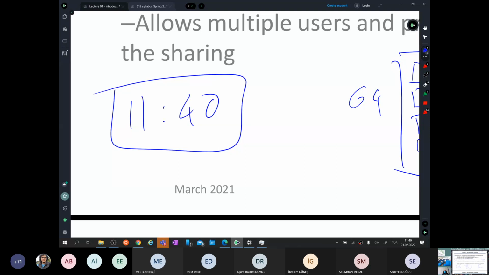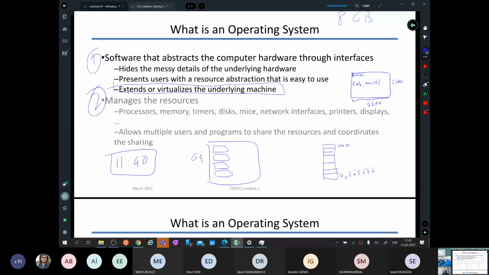Okay, so two main tasks of the operating system: abstracting the computer hardware and managing the resources. We are going to talk about this a little bit later. Let's talk more about this abstraction stuff, or another view of the operating system. I think it's the same thing.